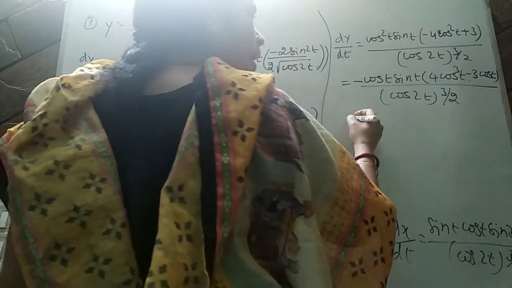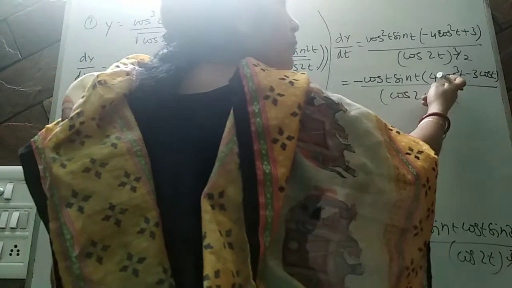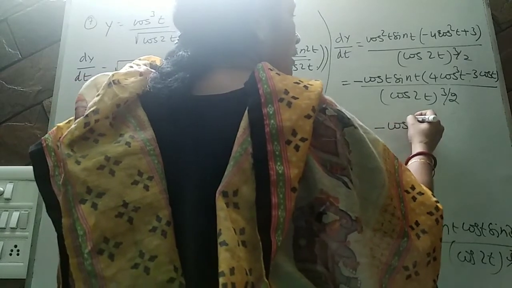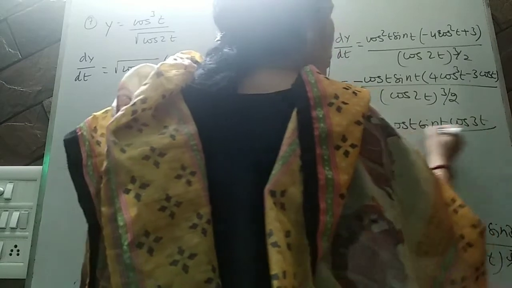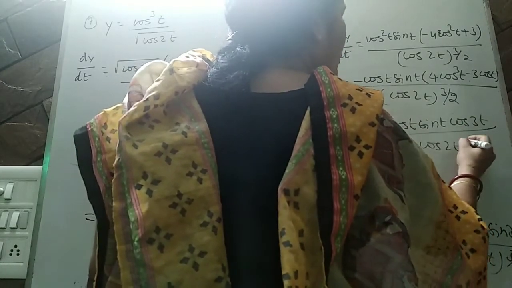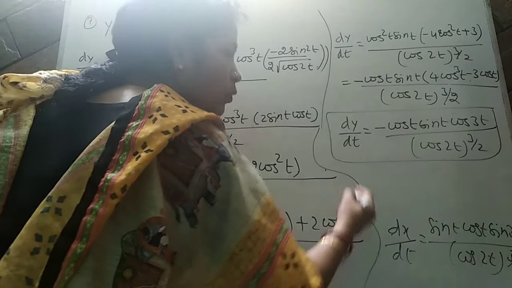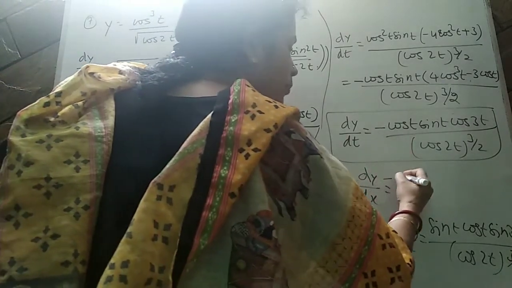Then only I can find dy by dx. Now the final answer we are getting, dy by dt, is equal to minus cos t into sin t into cos 3t, the whole upon cos 2t whole power 3 by 2. This is dy by dt. Now what we require is dy by dx. So dy by dx, in parameter form, I told you dy by dx equals dy by dt into dt by dx.